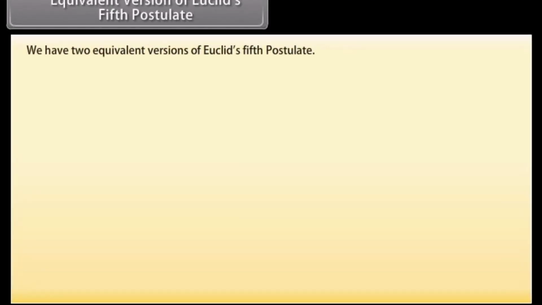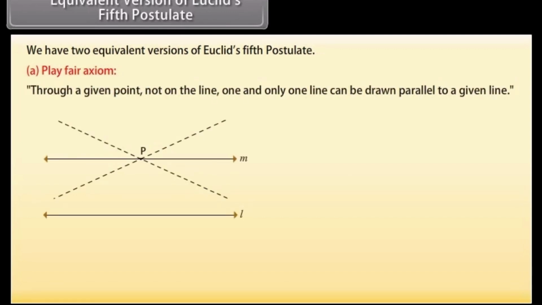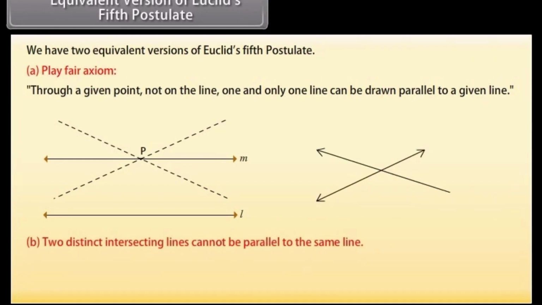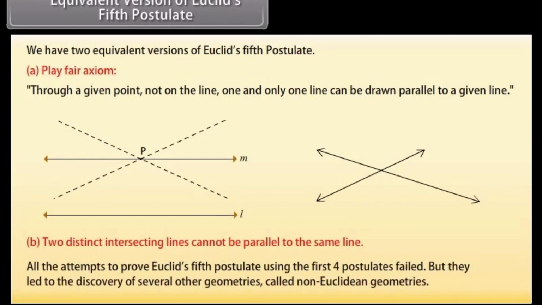Equivalent versions of Euclid's fifth postulate. We have two equivalent versions of Euclid's fifth postulate. The first one is Playfair's axiom. This says that through a given point not on a line, one and only one line can be drawn parallel to the given line. And the other one is: two distinct intersecting lines cannot be parallel to the same line. All the attempts to prove Euclid's fifth postulate using the first four postulates failed, but they led to the discovery of several other geometries called non-Euclidean geometries.